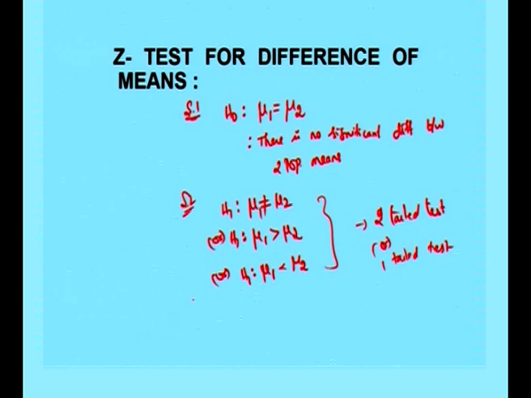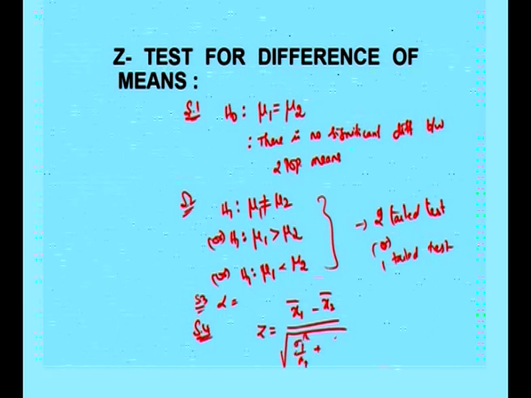Okay. Step 3, fix up the level of significance alpha. Step 4 is the formula part. Z is equal to x1 bar minus x2 bar divided by root of sigma 1 square by n1 plus sigma 2 square by n2. Okay. This is the formula for Z test for difference of means.